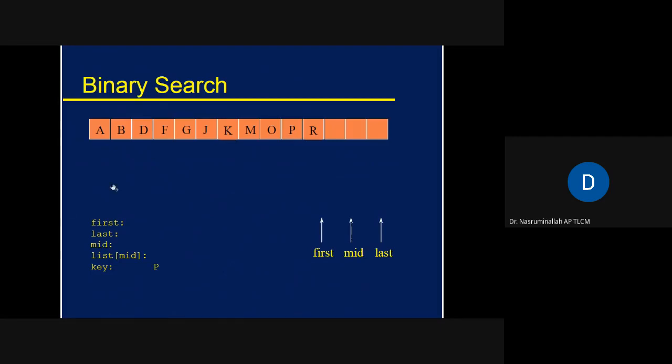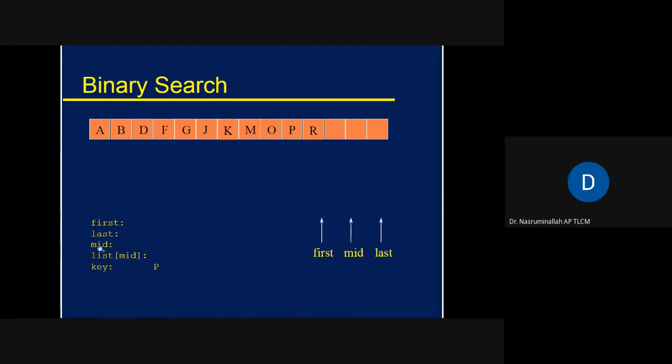So graphically, I can represent this whole idea. Here we have a list of alphabets A, B, D, F, G, J, K, M, etc. represented in the pink boxes. You can see that all these are in a sorted form. Then we are using 3 cursors. One will be pointing to the first, another will be pointing to the last, another will be pointing to the mid.